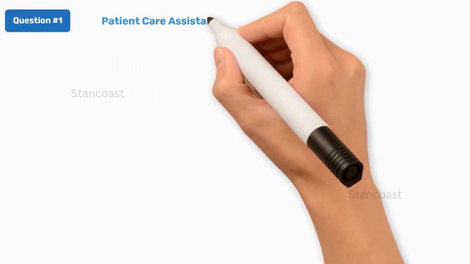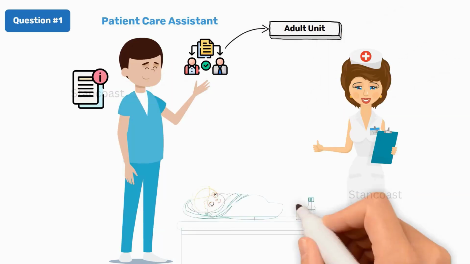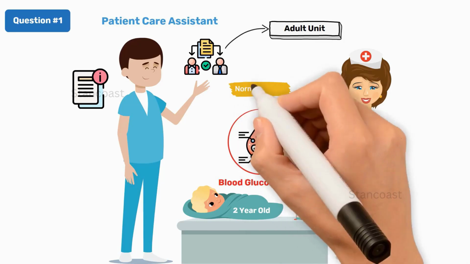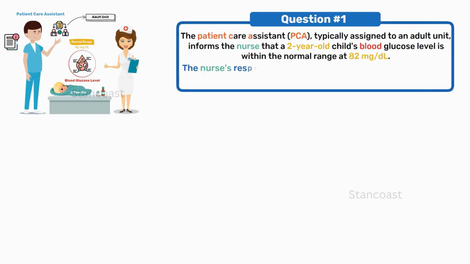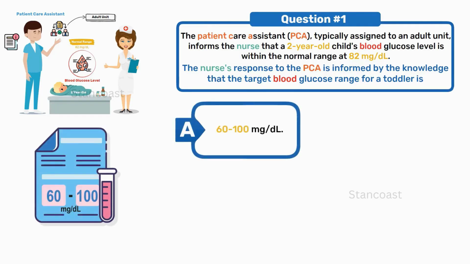The patient care assistant, PCA, typically assigned to an adult unit, informs the nurse that a 2-year-old child's blood glucose level is within the normal range at 82 mg per dL. The nurse's response to the PCA is informed by the knowledge that the target blood glucose range for a toddler is A. 60 to 100 mg per dL.